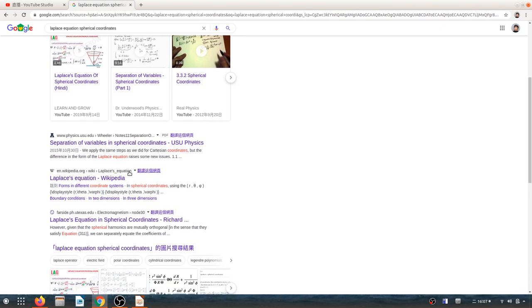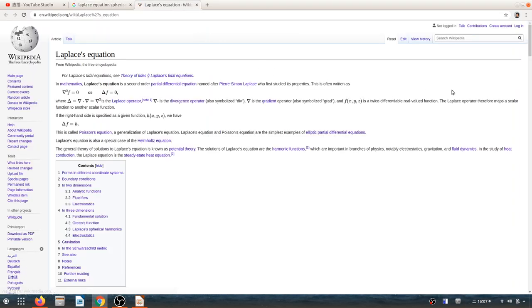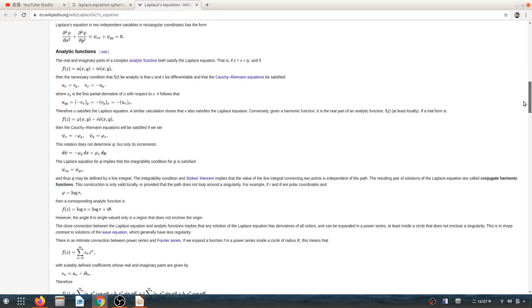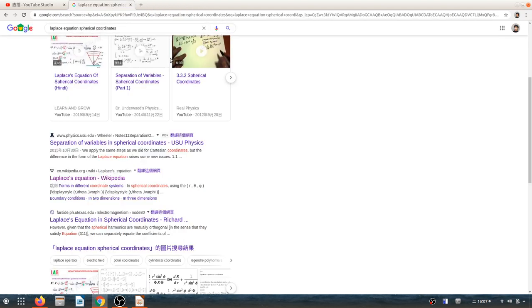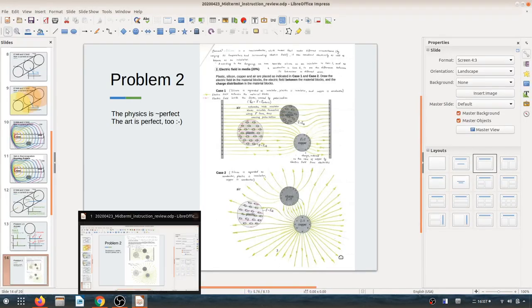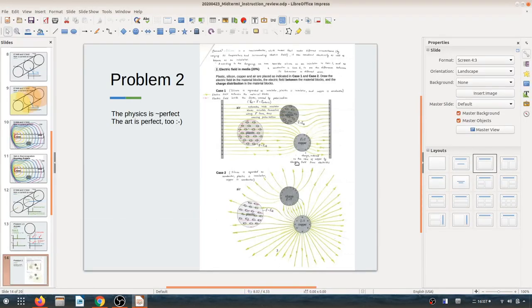Oh, the Bessel equation, the Bessel equation. I finally remembered. So you will learn the Bessel function in the second year of your university, and I think in the second semester of the second year, or in the third year, you use the Bessel function to solve the shape of the electric field like this.